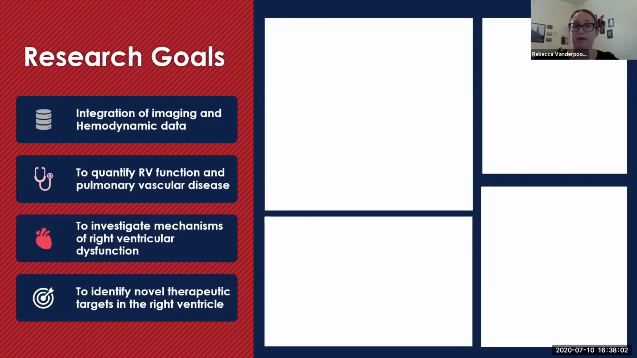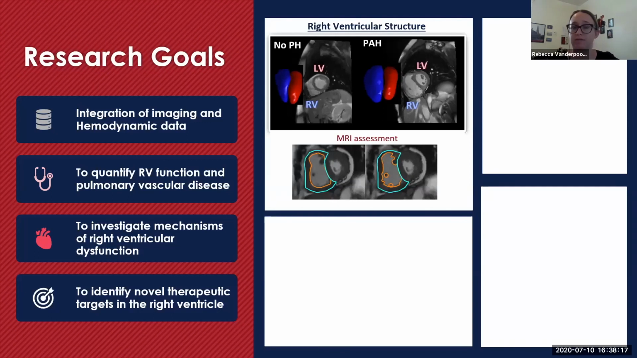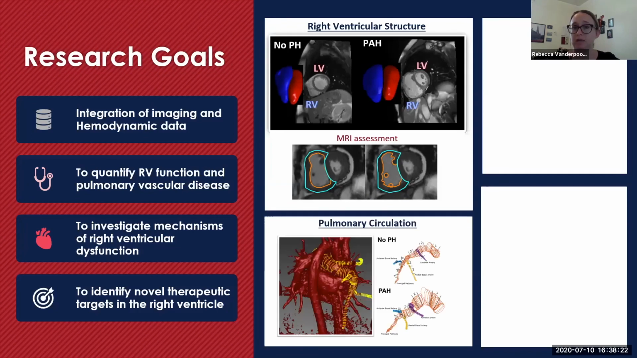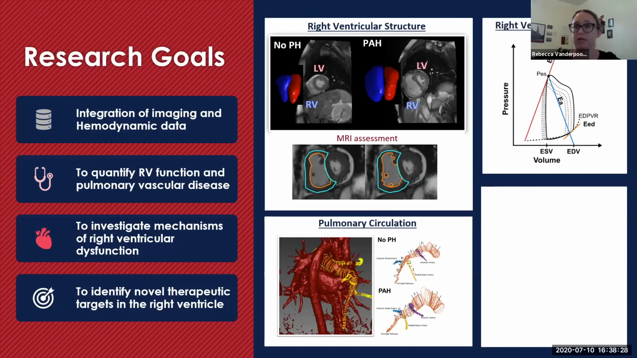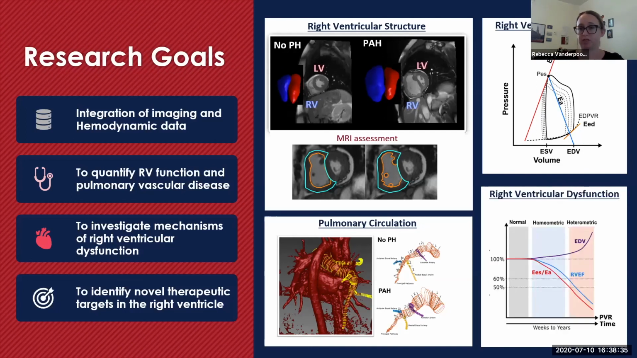The research goals in the lab are to integrate imaging and hemodynamic data to quantify right ventricular function in pulmonary vascular disease, to investigate mechanisms of right ventricular dysfunction, and to identify novel therapeutic targets in the right ventricle. We do this by quantifying MRI imaging to assess ventricular dynamics. We use structure data to assess changes in the pulmonary circulation, and we use pressure and volume data to assess right ventricular function, both systolic and diastolic function. We investigate these changes in the development of right ventricular dysfunction.